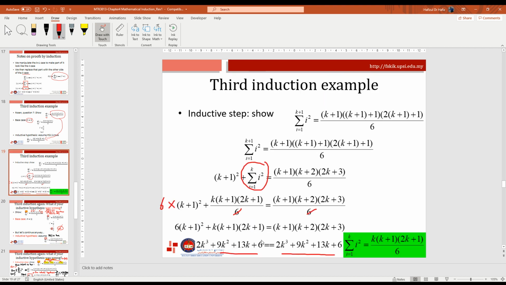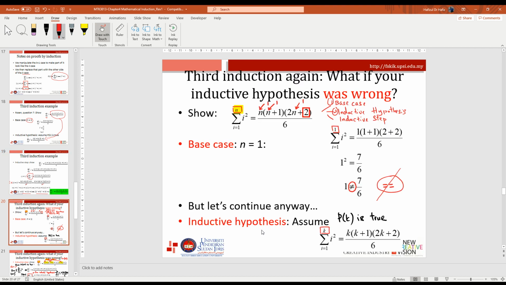This third example is the case where it is going well, but what if the hypothesis was wrong? First, we test the three rules: base case, inductive hypothesis, and then the inductive step. First one is we test the base case. Base case must be the same. But let's continue anyway. If the base case is wrong, basically you don't go for the next step. But let's continue. Assume that PK is true.